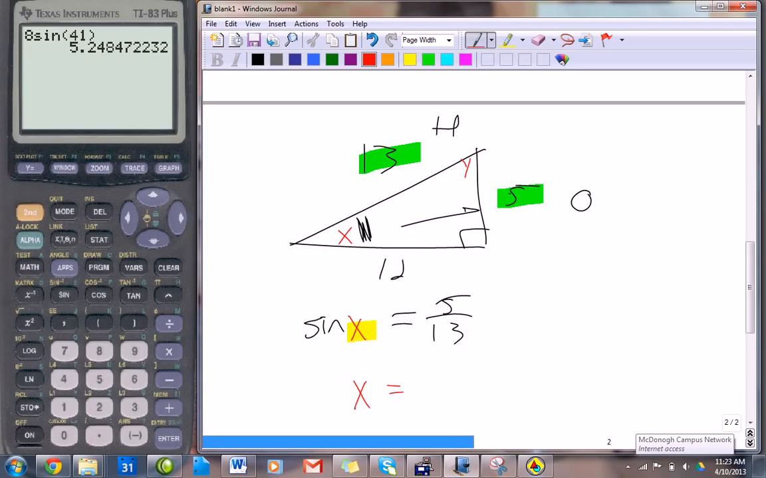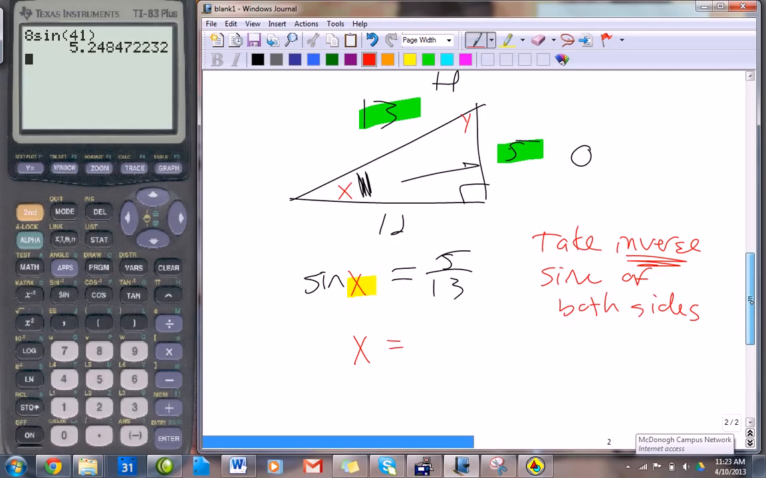So what I'm going to do now is take the inverse sine of both sides, okay? Now remember what an inverse does, right? It undoes a particular action or function, like squaring and square rooting, for example. So what I want to do is take the inverse sine of both sides of this equation right here.